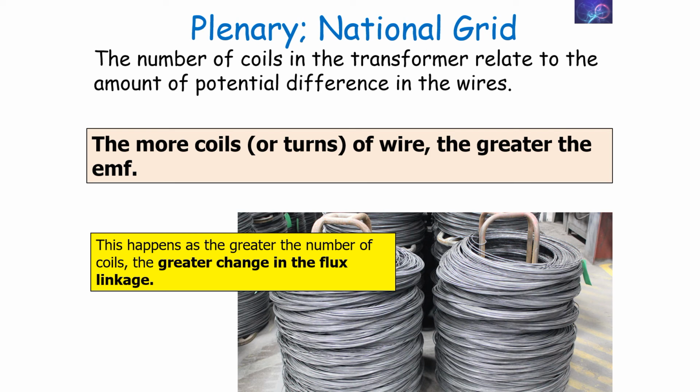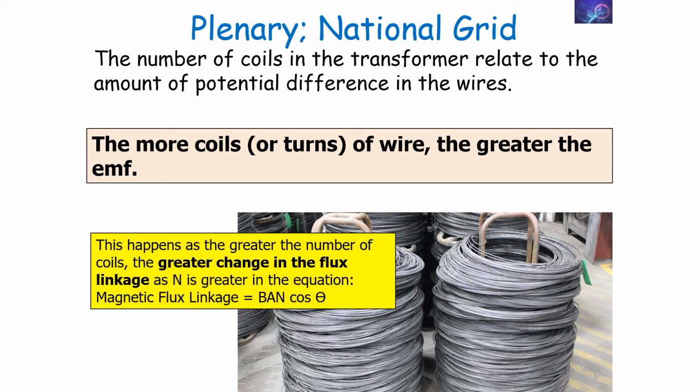This happens as the greater the number of coils, the greater the change in flux linkage, as you can think of N being greater in the equation, magnetic flux linkage is equal to BAN cos theta, or you can think of it as the following, that the thicker the conductor, the more field lines which pass through the conductor, the greater the change in flux linkage.